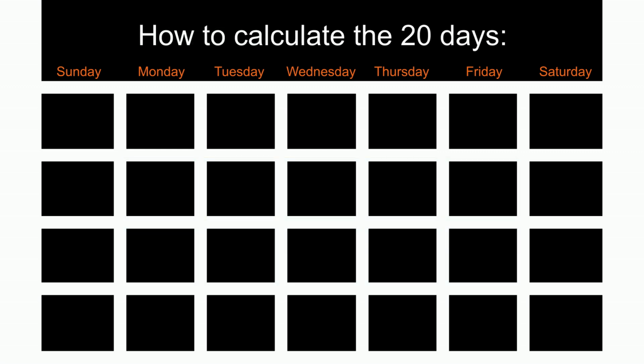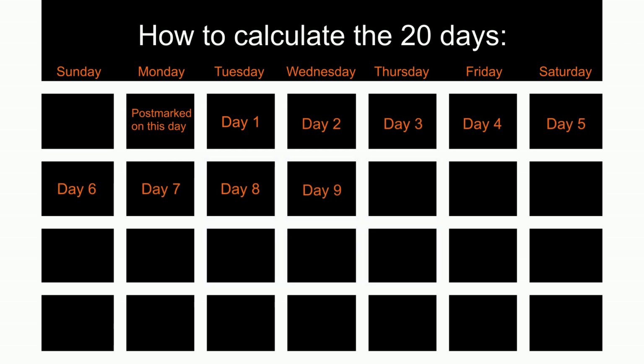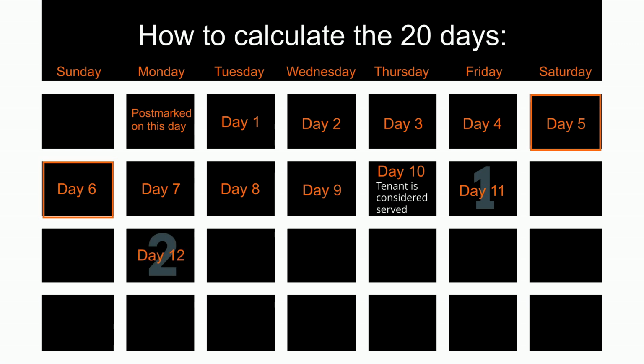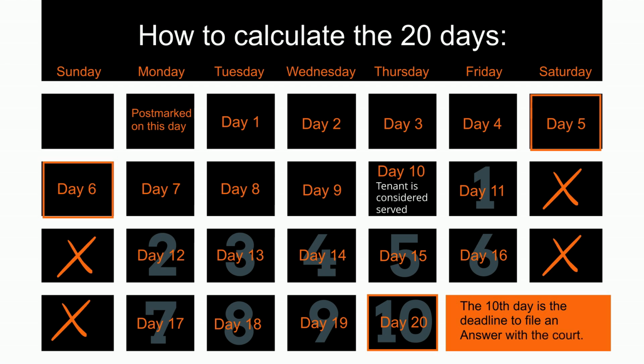How to calculate the 20 days? Day 1 is the day after the postmark date. You can determine the mailing date by looking at the postmark date found on the envelope that contained the mailed copy of the forms. For the first 10 of the 20 days, count regular calendar days, every day, including weekends and holidays. The 10th day is the day the tenant is considered served. The tenant will then count 10 court days. For these 10 court days, do not count Saturdays, Sundays, or court holidays. The 10th day is the deadline to file an answer with the court.